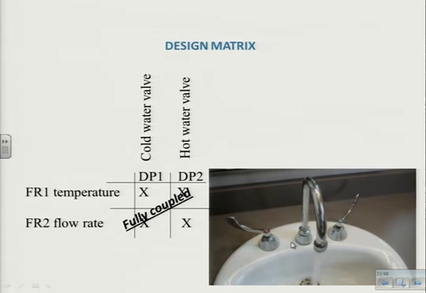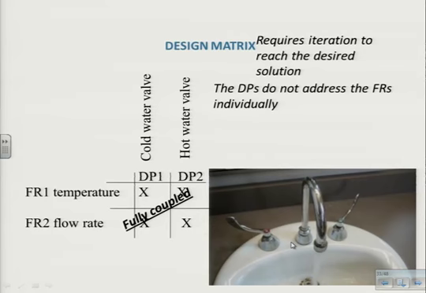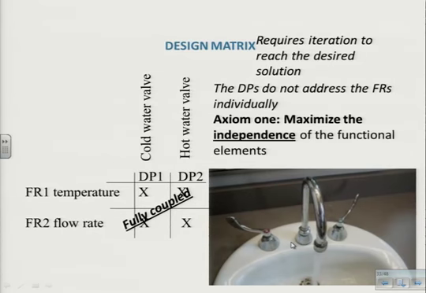The consequences are not too severe. At worst, you splash some water on yourself, and if you're quick enough, you won't scald yourself. But the point is, iteration is required to reach the desired solution. So often in certain kinds of engineering environments or industrial environments, these iterations can cost money. They can use up raw materials or take time. So the DPs are not addressing the FRs individually. So this fails Axiom 1.